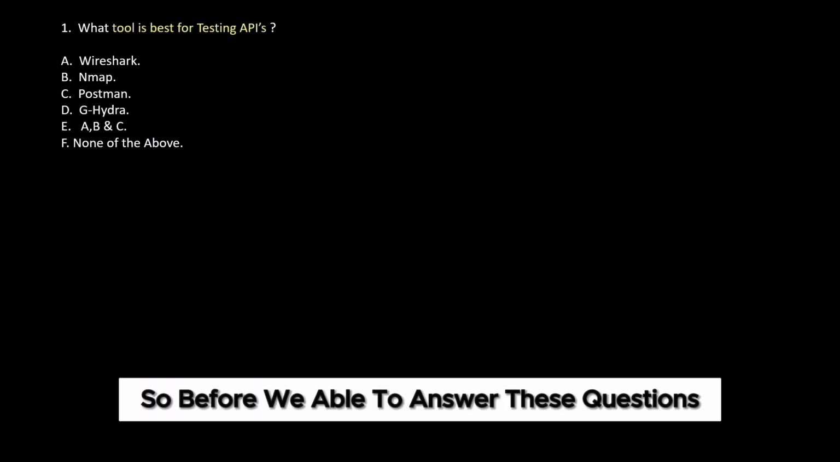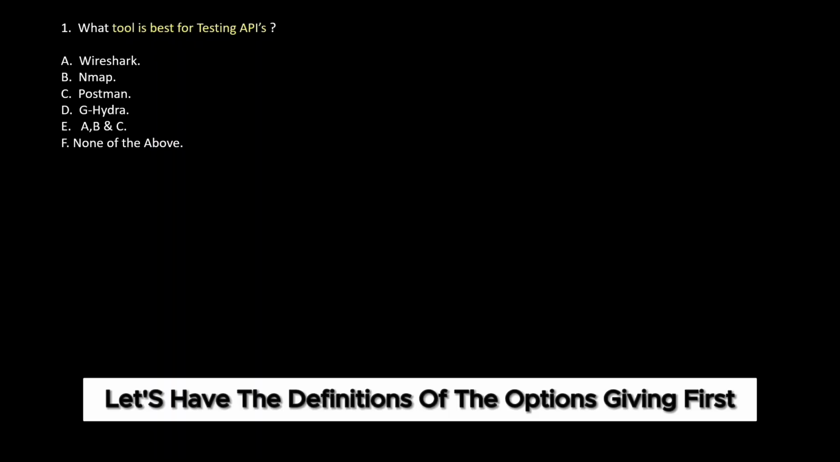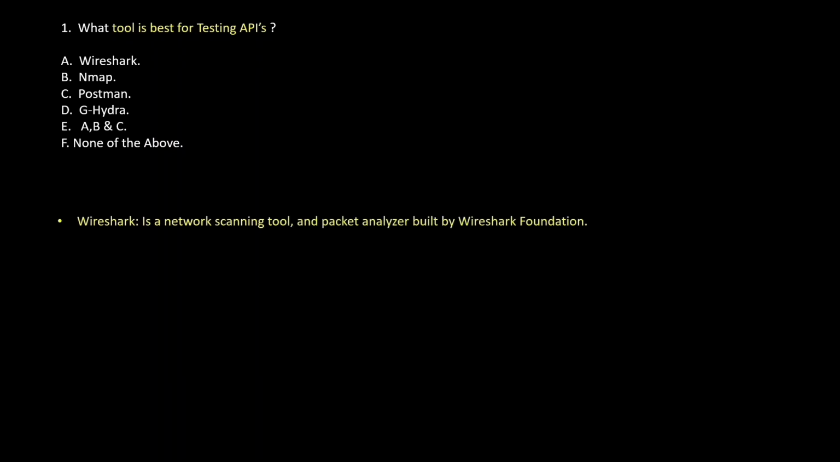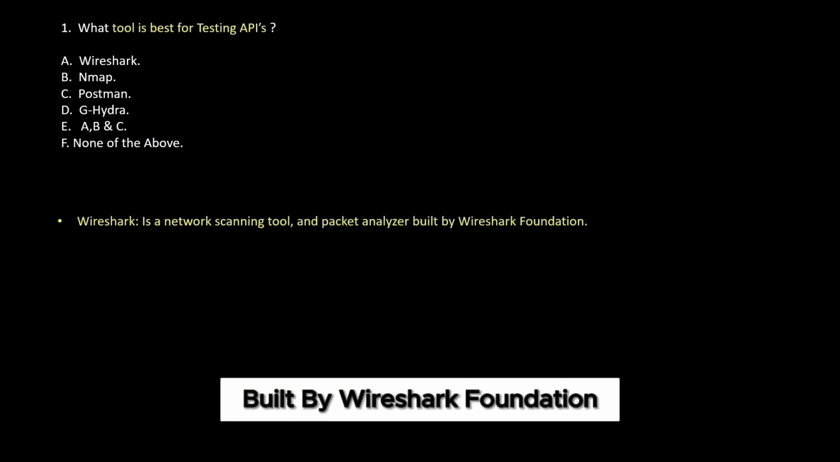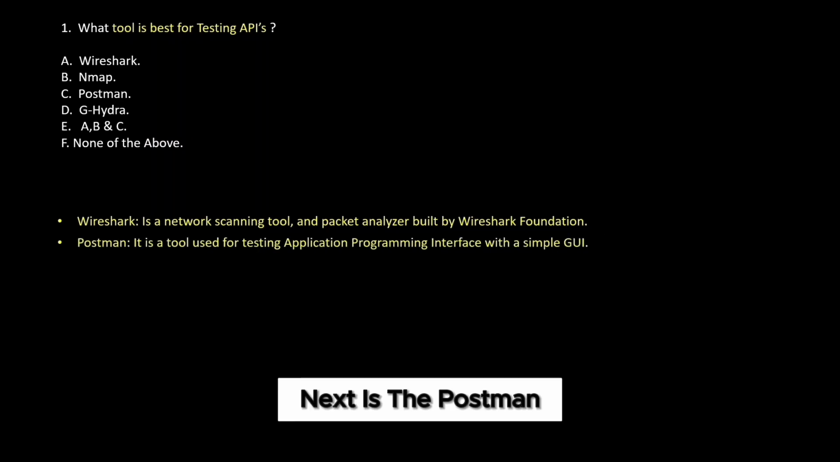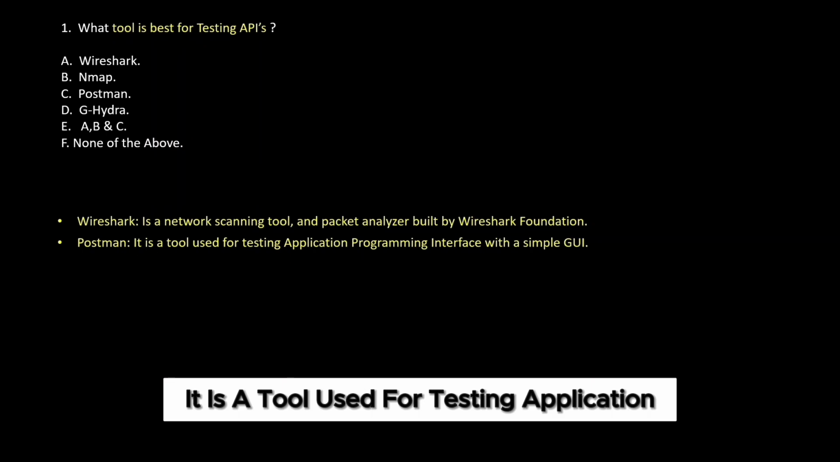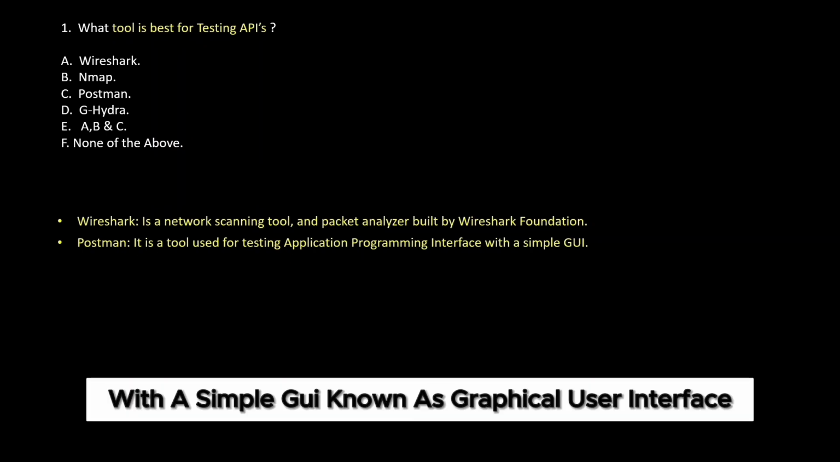So before we are able to answer these questions, let's have the definitions of the options given. First, Wireshark is a network scanning tool and packet analyzer built by Wireshark Foundation. Next is the Postman. It is a tool used for testing application programming interface, also known as API, with a simple GUI, known as graphical user interface.